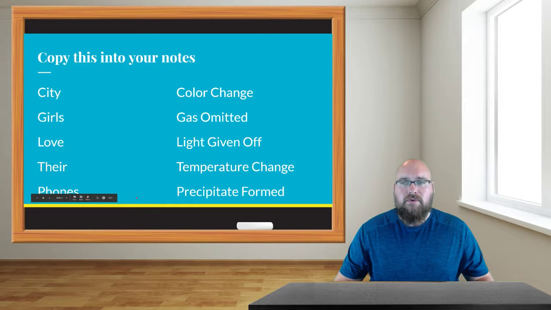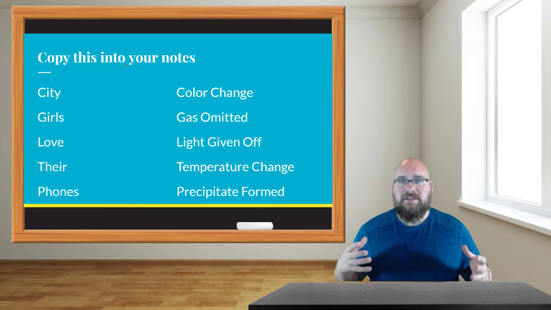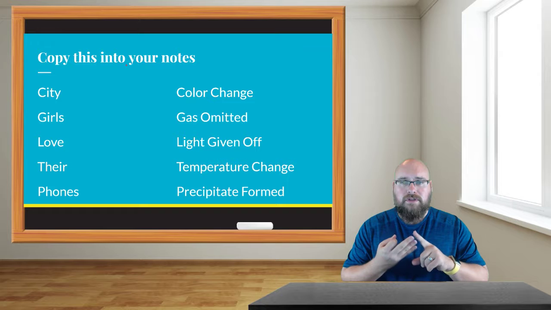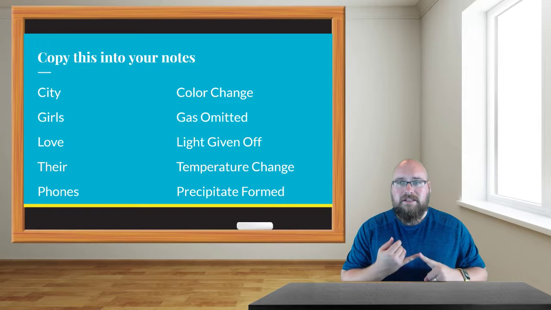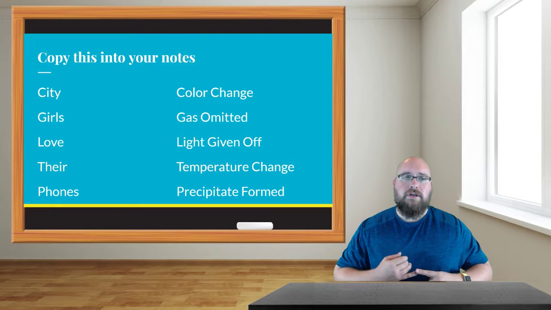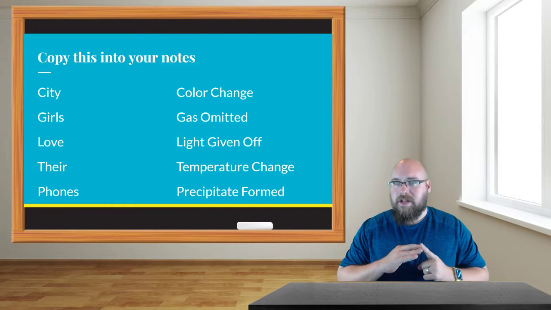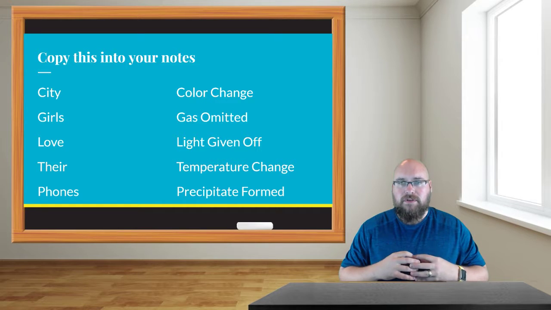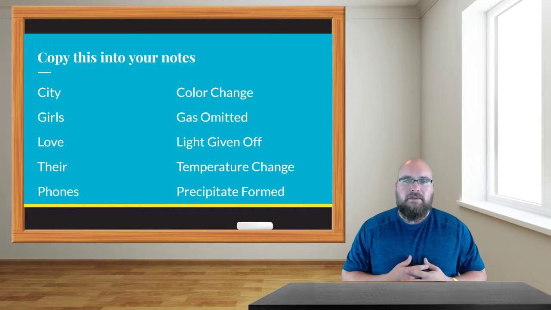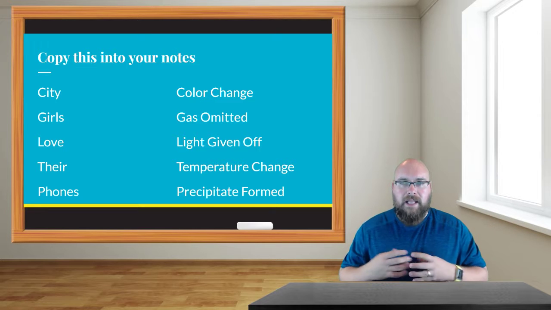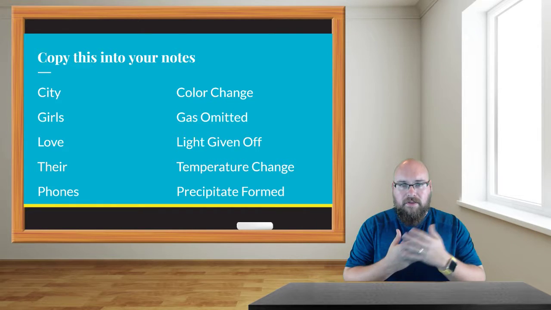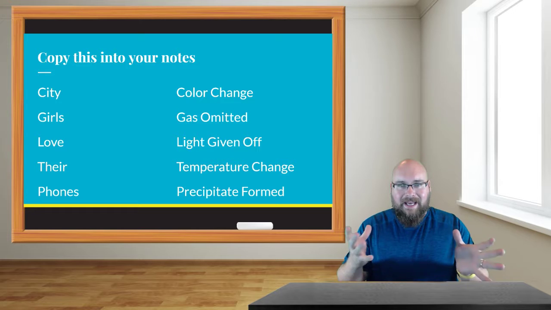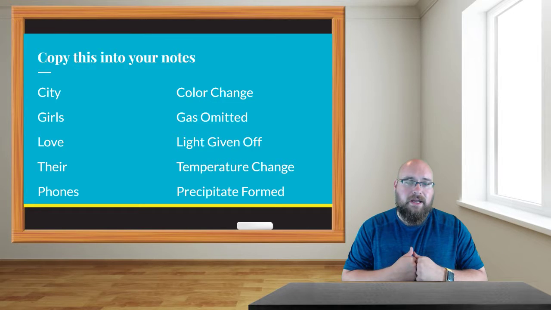There's a great way to remember the ways of telling a chemical change has occurred, and it's through this sentence: City girls love their phones. City stands for color change. If there's a color change during the reaction, we know it's a chemical change. Girls stands for gas emitted. If we get gases, bubbles, something like that, then we know that something new has been made. Love stands for light given off. If light is produced when A and B come together, that's a sign that something new is being made.